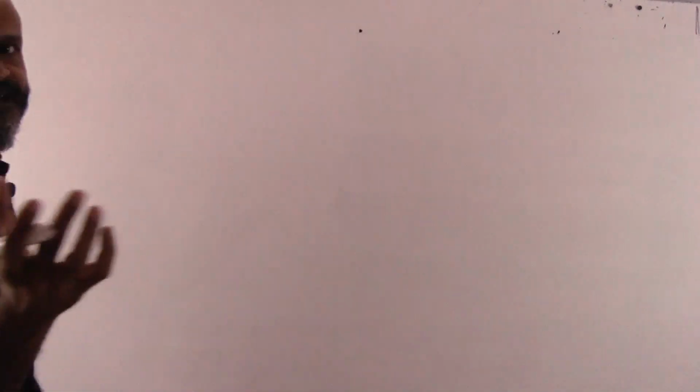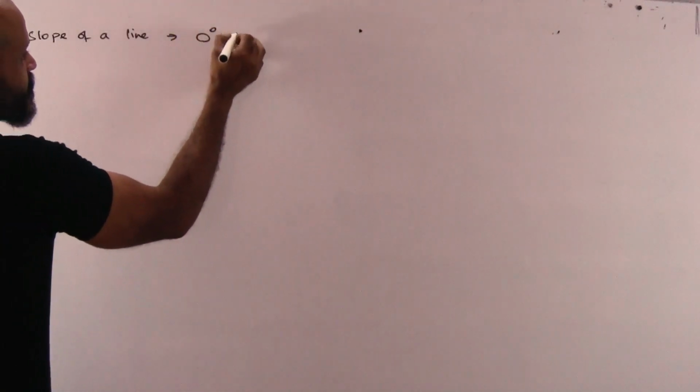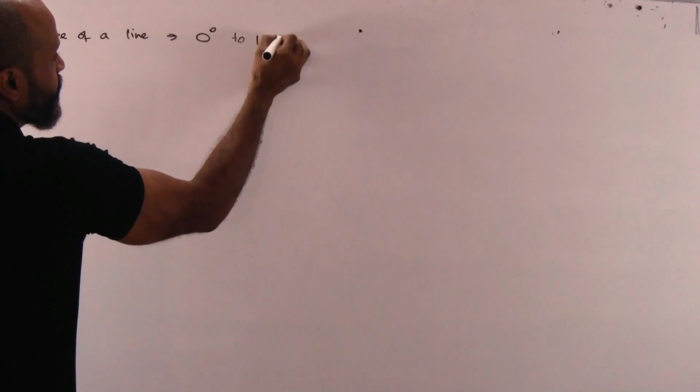Okay, so we will continue with the straight lines part once again. Now we have seen what is basically the slope of a line. The slope of a line is the tan of the angle of inclination of the line with the positive direction of the x axis. And we have already seen that the angle of inclination of a line will always be between 0 to 180 degrees.